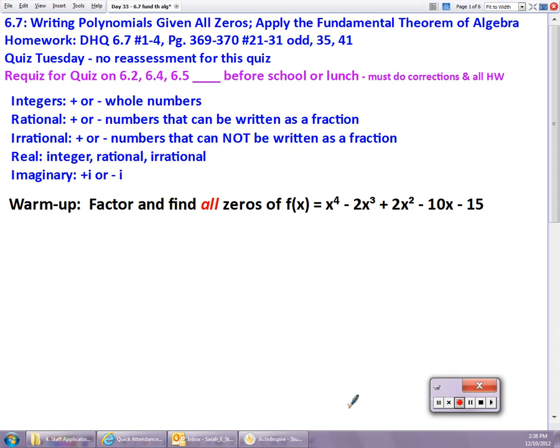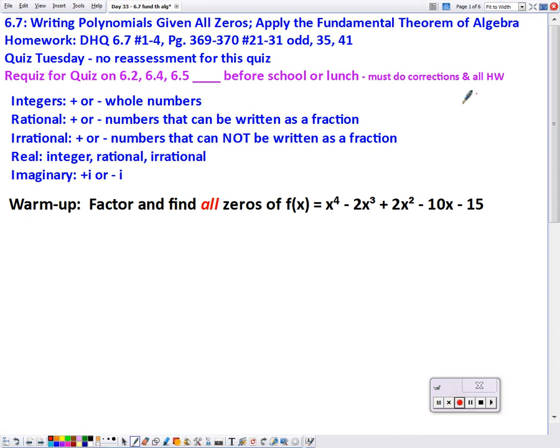Okay, this is a video to review finding all the factors and zeros of a polynomial and also to apply the fundamental theorem of algebra. The first thing I want you to do is pause the video and just real quick, if you need to, write down the definitions of these different number groups and also work on this warm-up. So please pause the video now.